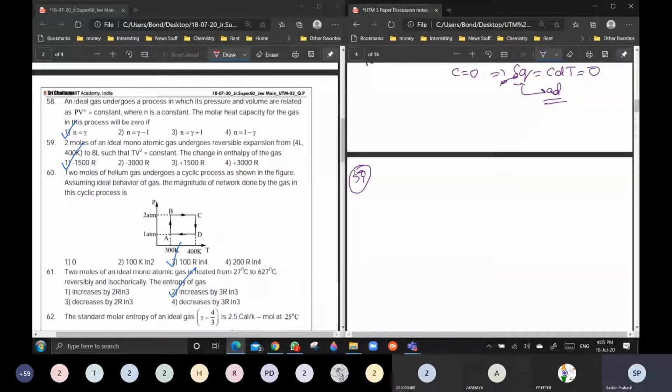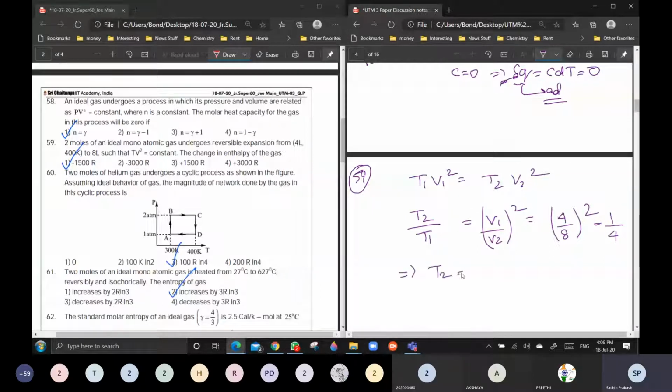Okay, now you see, all you have to do is find the final temperature. So you can write T1 V1 square equal to T2 V2 square. Because I want the final temperature, T2 by T1 is equal to V1 by V2 square. V1 is 4 L, and V2 is 8 L, so it is 1 by 4. So I can write T2 is equal to T1 by 4. It is equal to 100 Kelvin because T1 is 400.